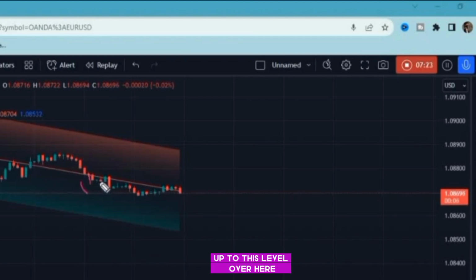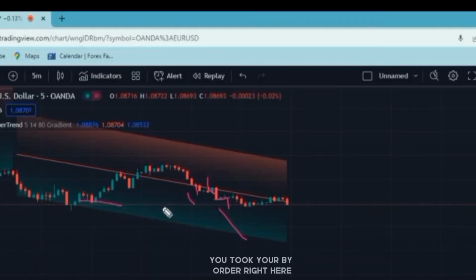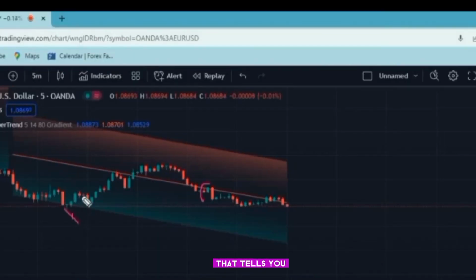this level over here. And if you look closely, this was our minor level, and guys, you can see price was trying to push to the upside, but it was unable to, continuing to the downside. So that's how powerful this center line is as well. You took your buy order right here. That tells you you can target this level over here to be your take profit.